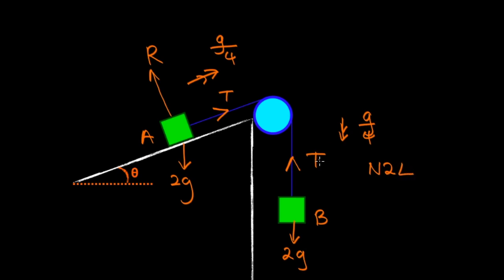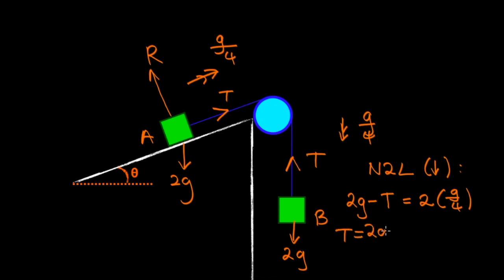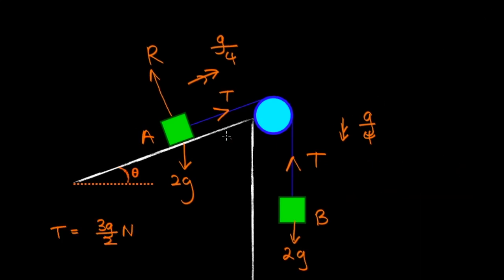It's probably easiest to use Newton's second law on B. So let's do it vertically on B. The sum of the vertical forces is 2g minus T, taking down to be our positive direction, and that's equal to ma. So 2 is the mass, and the acceleration is g over 4. Therefore T is equal to 2g minus 2g over 4, or in other words g over 2. And so tension is equal to 2g minus g over 2, which is 3g over 2. And now we're already halfway done.